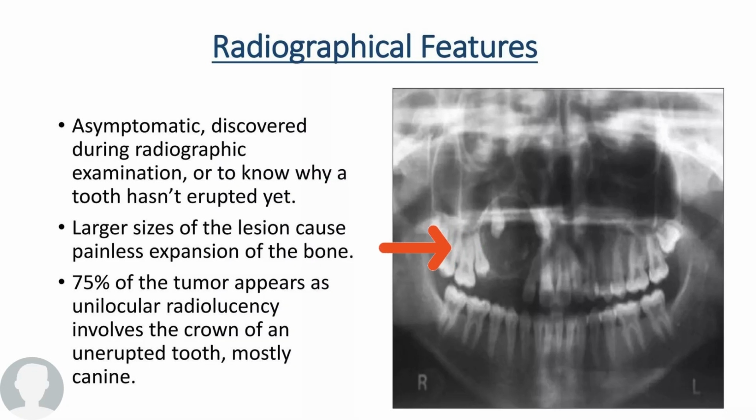As for the radiographic picture, it is asymptomatic, discovered during radiographic examination, or to find out why a tooth hasn't erupted yet. Larger sizes of the lesion cause painless expansion of the bone. 75% of the tumors appear as a unilocular radiolucency involving the crown of an unerupted tooth, and most commonly the canine is affected. So if the canine is missing, adenomatoid odontogenic tumor might be the cause behind it.